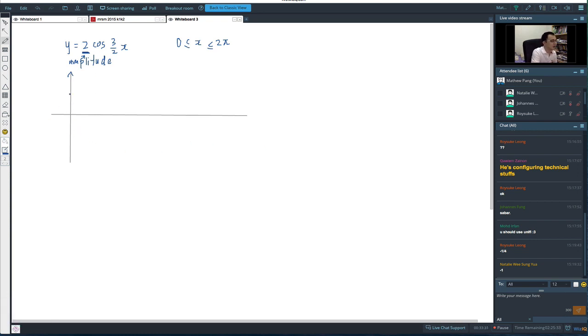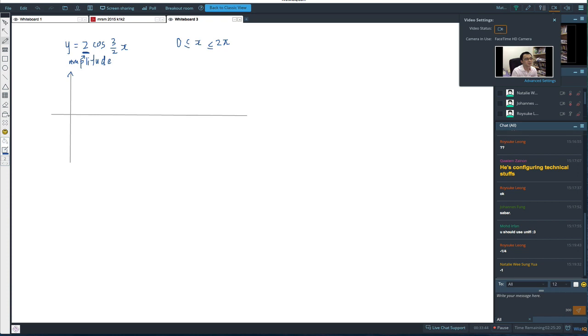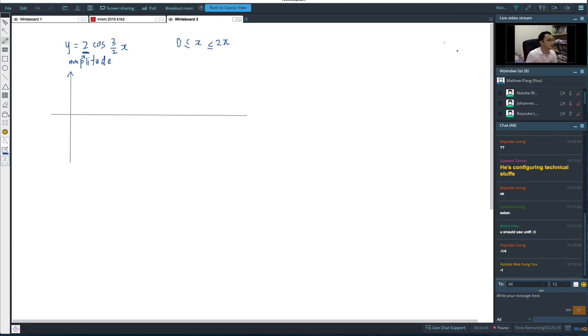And then the 3 over 2x over here actually means 1.5 cycles. If you understand, 3 over 2 actually means 1.5. So 1.5 means 1.5 cycles. So I will draw 1.5 cycles over here. You can see I draw 1 and then draw another half.